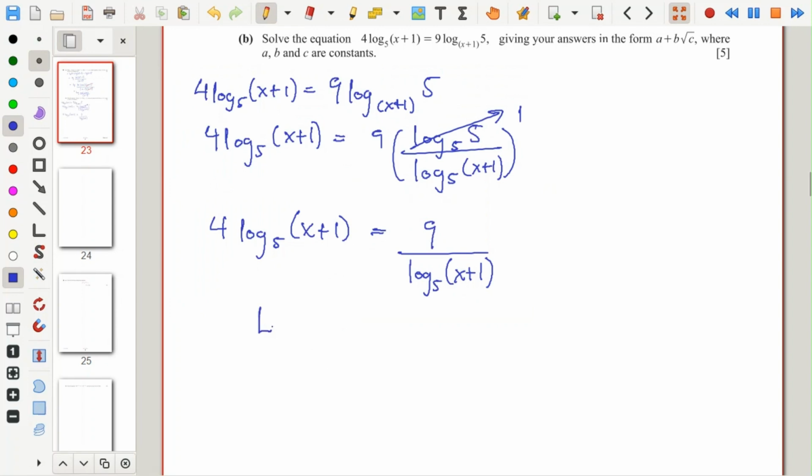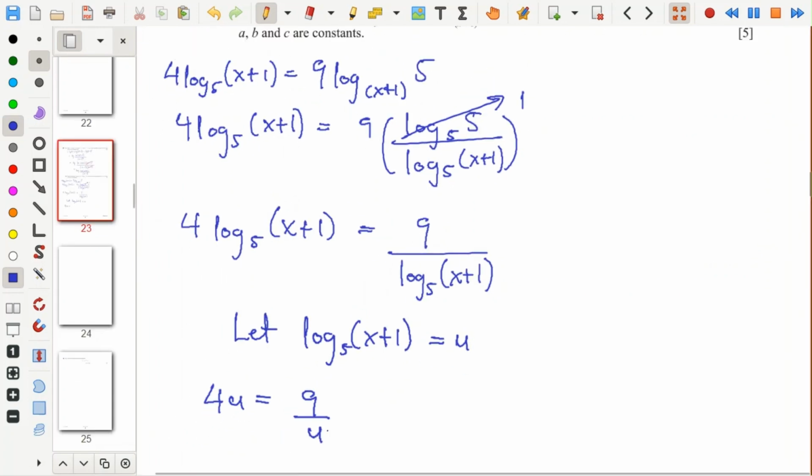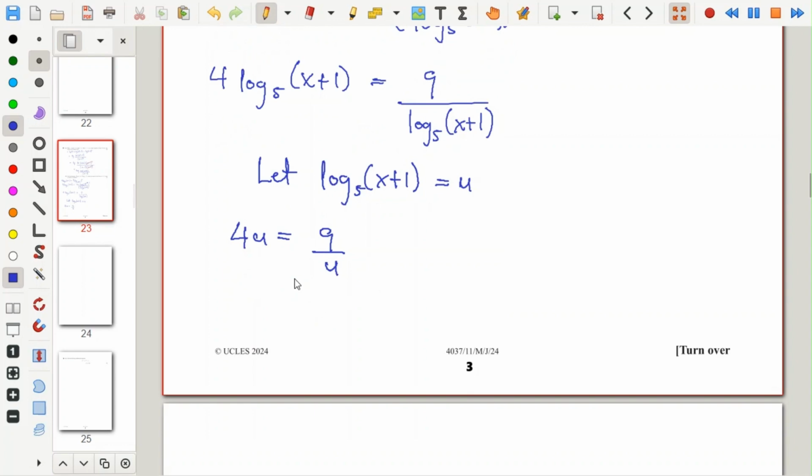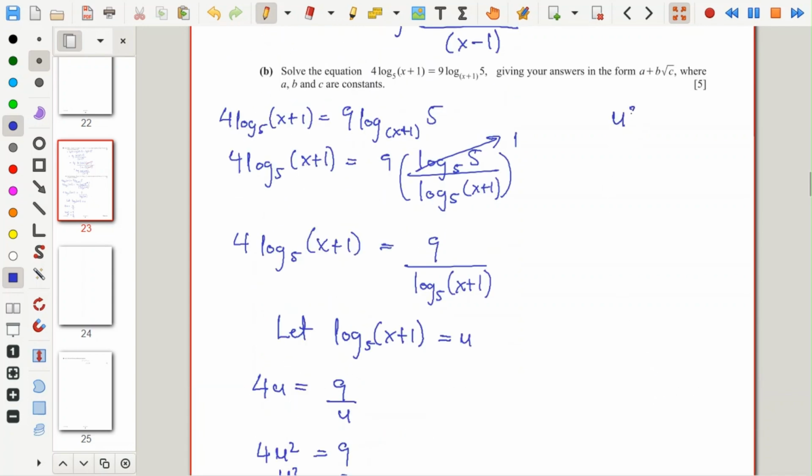Okay, so at this stage, I say let log x plus 1 to the base 5 be m. I've been using m too much. Let me use u. So this 4u is equal to 9u. I multiply both sides by u, I'll get u squared. Then I divide both sides by 4. So I have 9 on 4. Okay. So u squared is equal to 9 on 4.